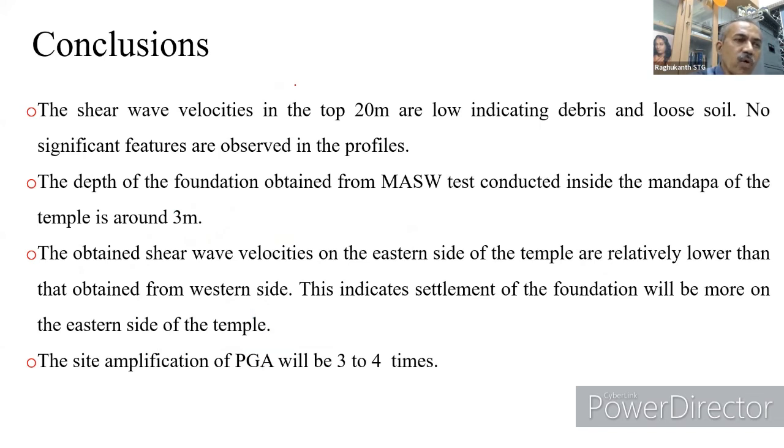Finally, our conclusion was, the shear wave velocities in the top 20 meters from our foundation testing indicate debris, loose soil, no significant features. So this was the most important observation which we gave to the ASI, and based on our recommendations, the stones have been removed and the repair work has been done, around 3 meters. Then, on settlement, we said eastern side of the temple. Site amplification we also reported.